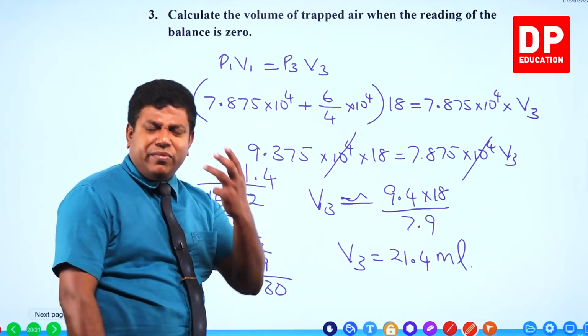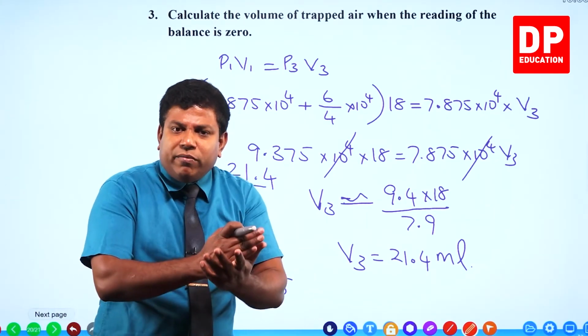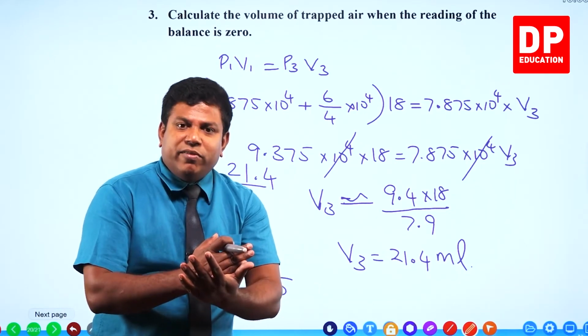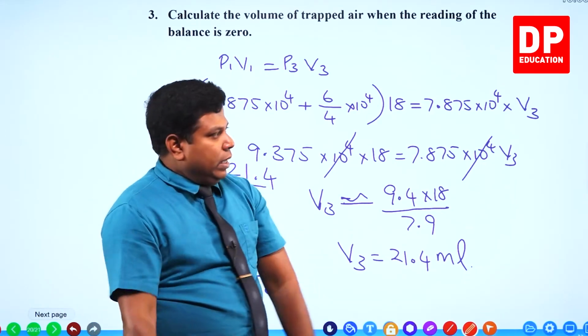The last one. So basically, same concept we are applying. PV equals constant. P1 V1 equals P2 V2. P1 V1 equals P3 V3. Right? Next.